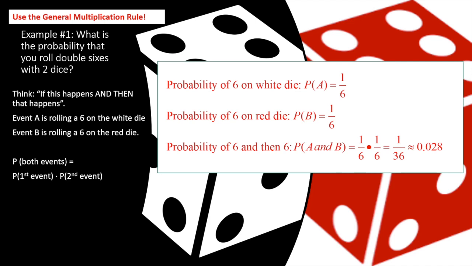So in this case, what I get on the first die doesn't have any impact on what I would roll on the second die. So these are actually what we call independent events. We're going to talk about that more in just a minute.